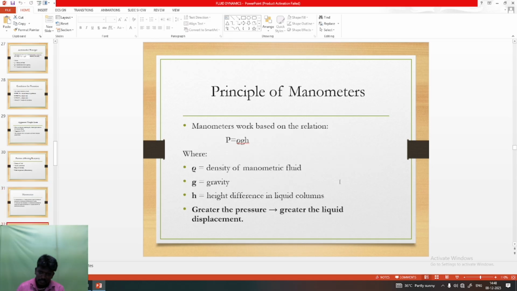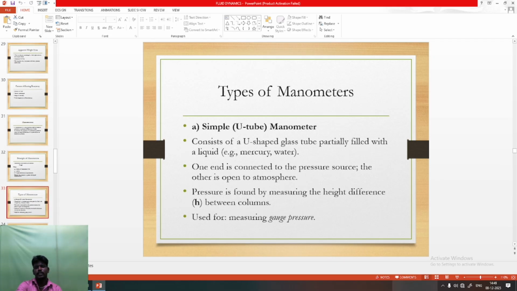Principle of manometers. Based on the relation, pressure equals rho g h. Rho is the density, g is the gravity, and h is the height difference of the liquid columns. And the types of manometer: simple U-tube manometer, differential U-tube manometer, and inverted U-tube manometer. These are the types of manometer.